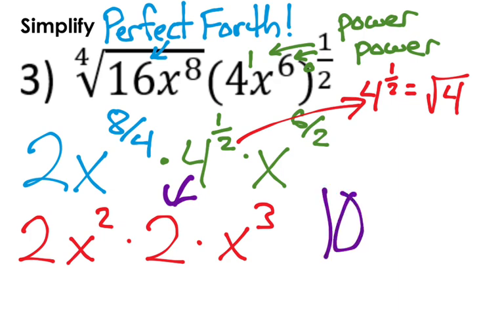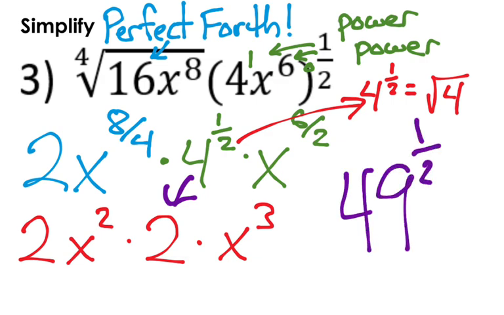If you had a number like 10 to the 1/2 power, you would not have to rewrite it because 10 is not a perfect square. But if you had, let's say, 49 to the 1/2 power, what would that be rewritten as? Hopefully you thought 7. So moving on with the problem.